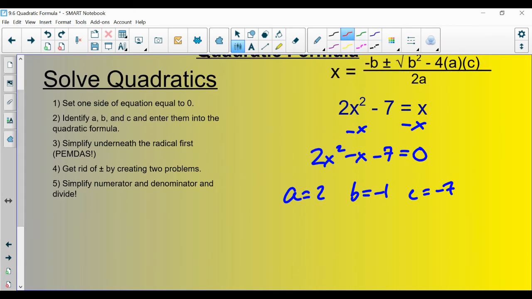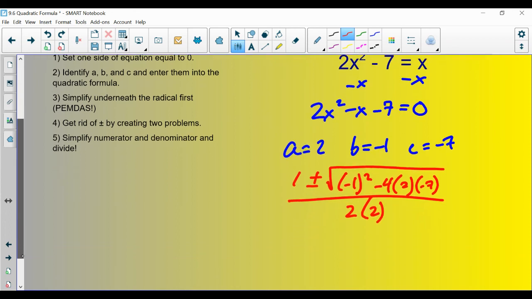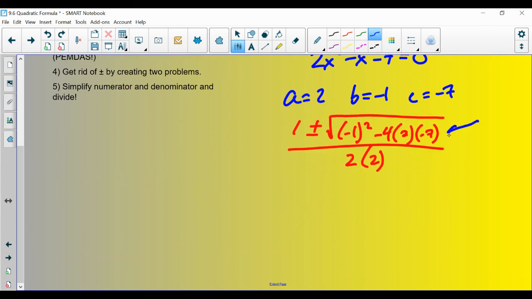What we would end up with would be 1 plus or minus the square root of -1 squared minus 4 times 2 times -7, all over 2 times 2. Now, once again, you're going to go to what's underneath the square root and worry about all that first. So it's going to look like 1 plus or minus the square root of something over 4. And that something, I'm going to go to my calculator and type it in just as it shows: -1 in parentheses, squared, minus 4 times 2 times -7. When I type that in, I get 57.